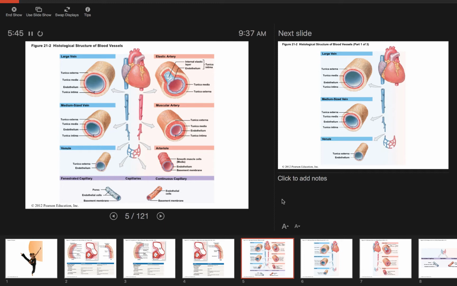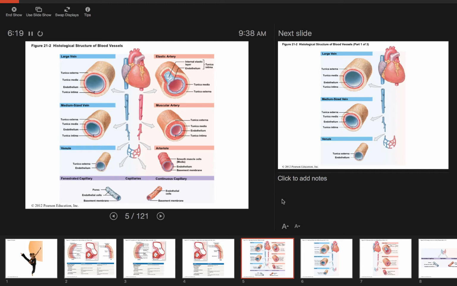Now I want you to take a look at the arterioles, because here on the muscular artery, you can see the three layers, right? You can see the tunica externa, the tunica media, the tunica intima. Here we look at the arteriole, and there's no tunica externa. So those smooth muscles are exposed to the interstitial tissues. That means that things like hormones and neurotransmitters can bind to those smooth muscles and cause them to constrict, to contract.